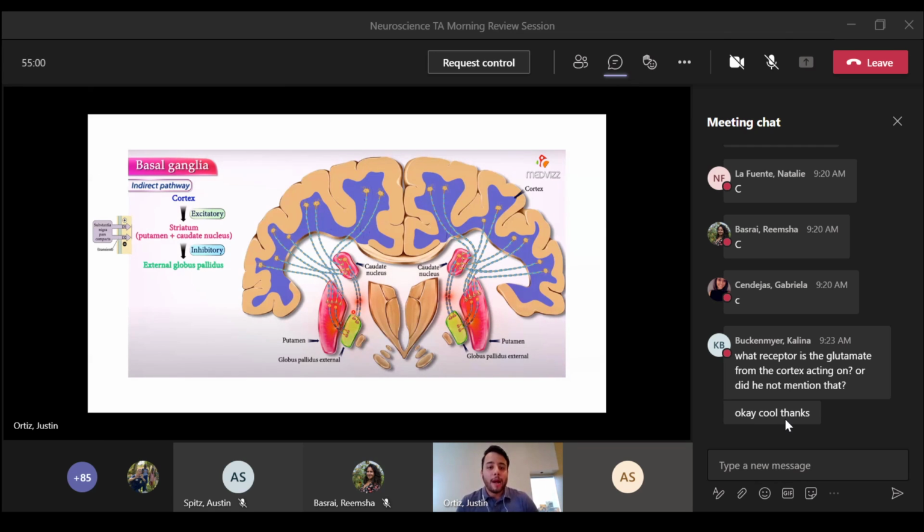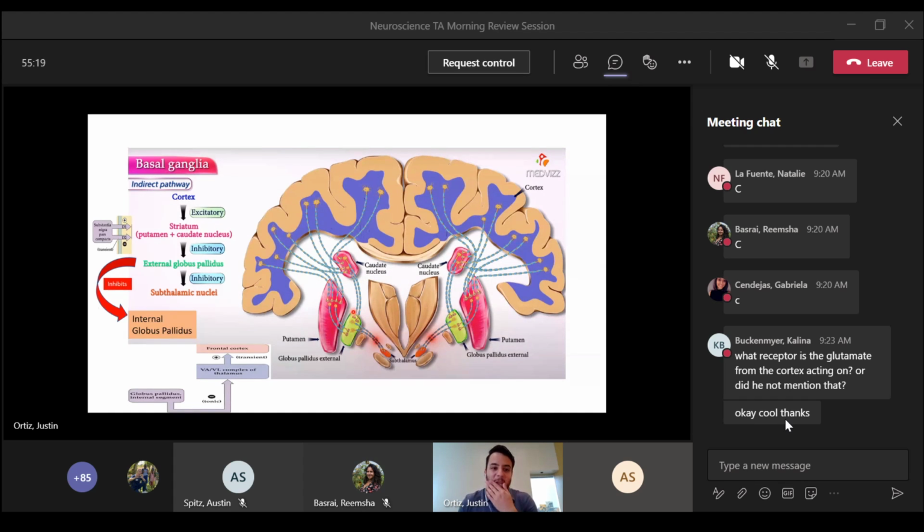Okay, so now we're thinking: we had low dopamine levels, we activated the D2 MSNs, we activated the striatum, which inhibited the globus pallidus externus. So what is going to happen next? What does the globus pallidus externus do? This is going to be a little more complex, but stay with me. Basically, the striatum is going to inhibit the globus pallidus externus. That's the first thing.